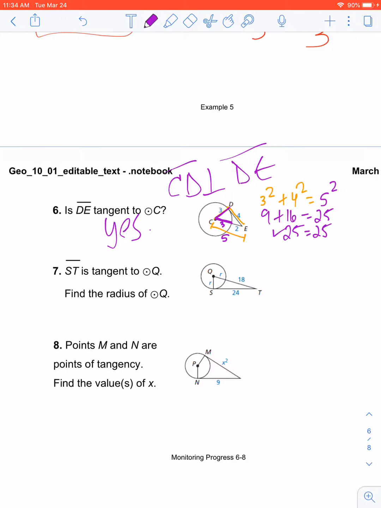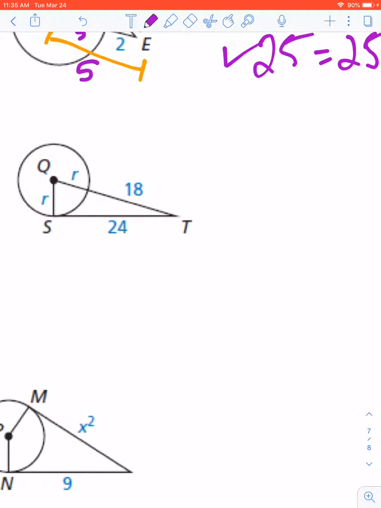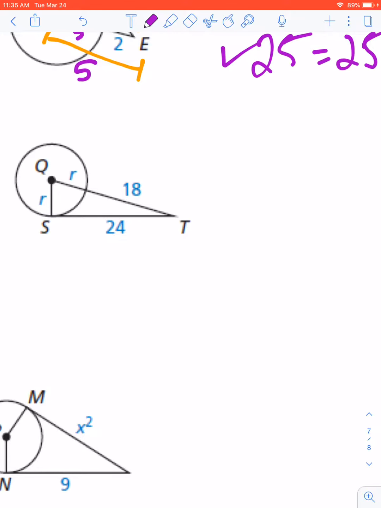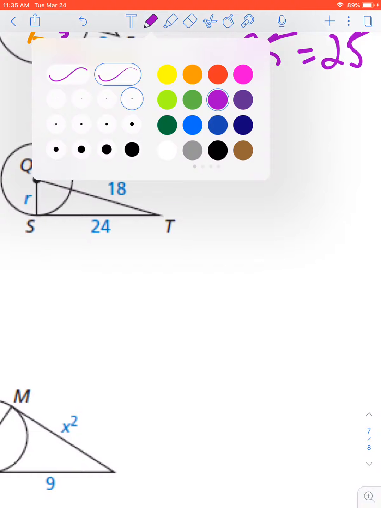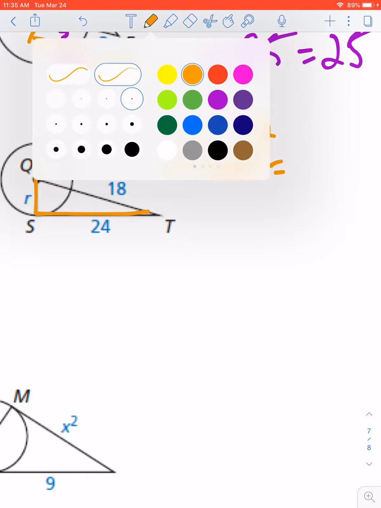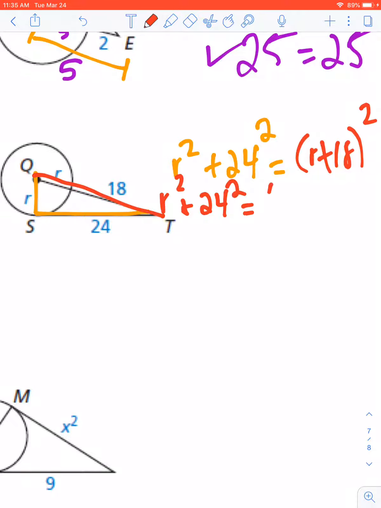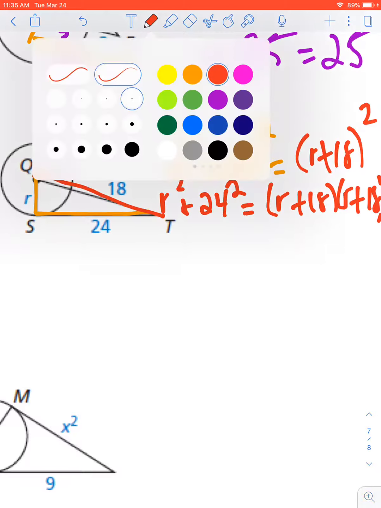All right, friends. ST is tangent to circle Q. Find the radius of Q. All right. So again, we're going to do some Pythagorean theorem and we're going to have some algebra to do. So again, this is a leg. So that's r squared. This is another leg, 24 squared. But when I do the hypotenuse, I have to use segment addition, and it's r plus 18, and I have to square it. So what does that mean? I have r squared plus 24 squared, and that is r plus 18 times r plus 18. Write it twice and FOIL.